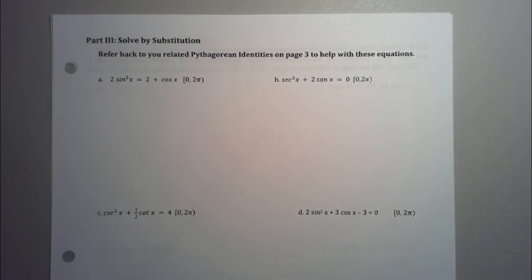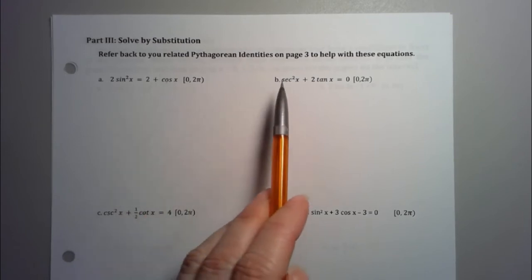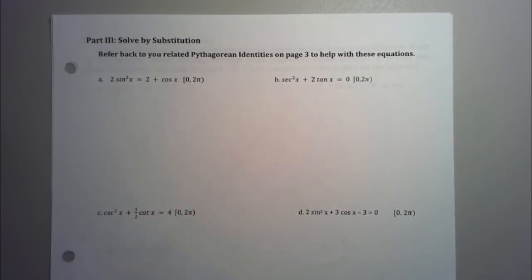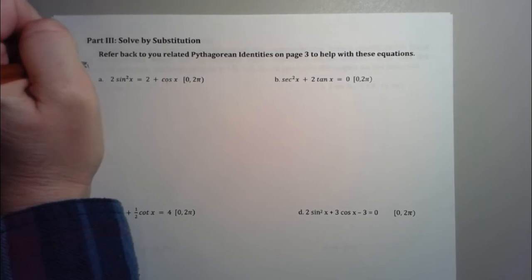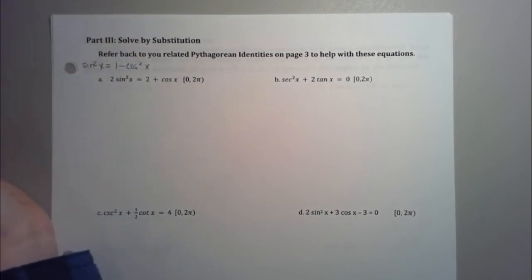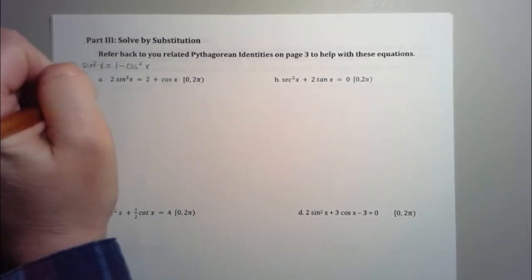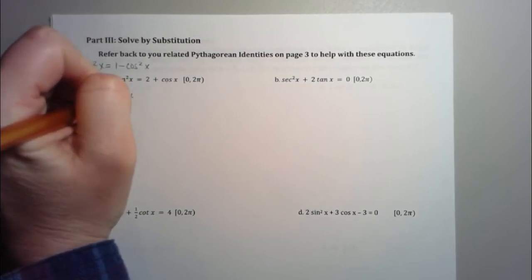I am on page 13, and we're taking a look at part 3 of our solving equations, and this is solving by substitution. So you'll notice that in these equations, we have two trig functions, and one of them is typically squared, so we can swap it out with something that's equivalent using a Pythagorean identity. So we know that sine squared is equal to 1 minus cosine squared. So we can change this sine squared out for 1 minus cosine squared.